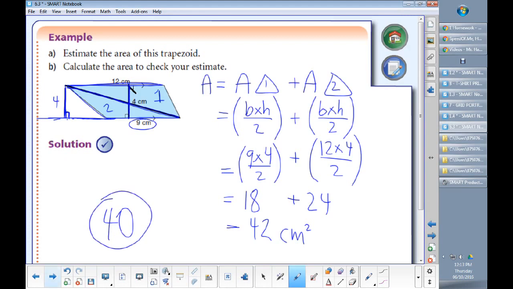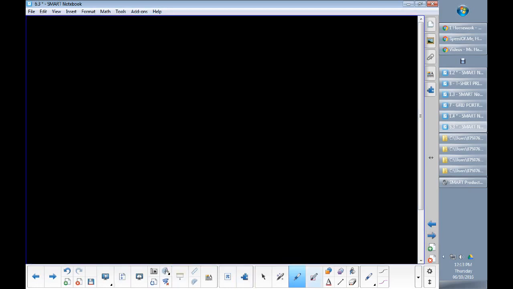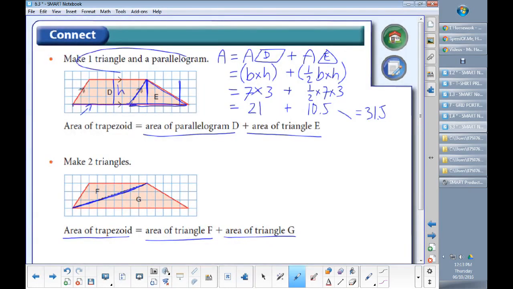So these were three methods for how to find the area of a trapezoid without the actual formula. One is to divide it into two triangles, another was to divide it into two triangles and a rectangle, and another method was one triangle and a parallelogram.